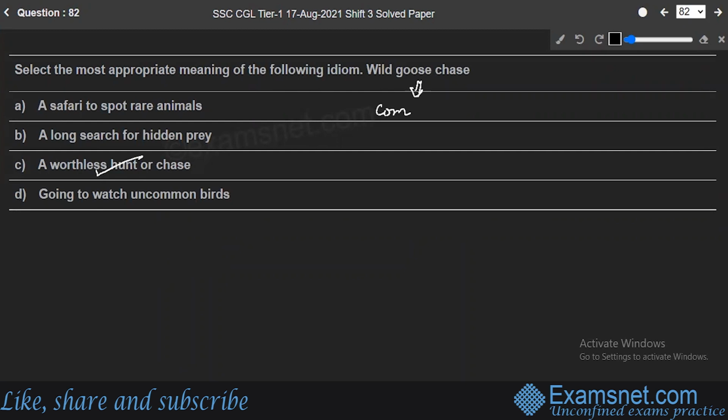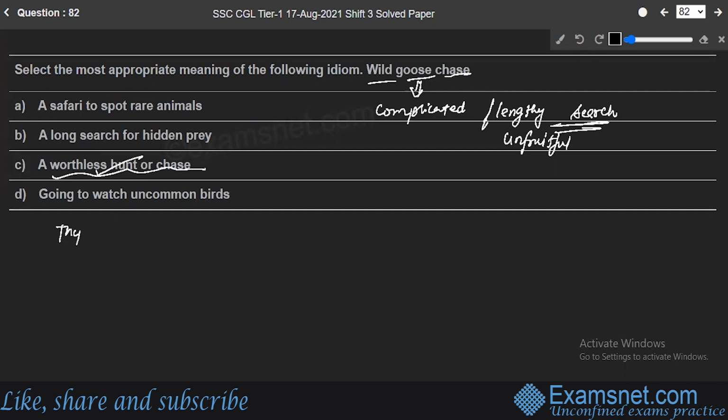A complicated, lengthy search which is unfruitful, like unsuccessful. Okay. So the correct meaning of the given idiom "wild goose chase" is a worthless hunt or a chase. Let's write down a sentence to understand it better.